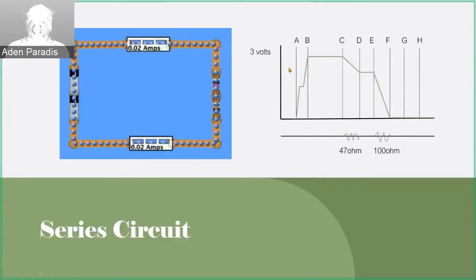So here we have a series circuit with two batteries, 1.5 volts each, so it adds up to 3 volts. We have two resistors as well, and this is my graph on the right. As a charge flows through the batteries, we get the EMF to go up to 3 volts, and then it goes through the first resistor, which has a resistance of 47 ohms, and then goes to the second resistor, which has a resistance of 100 ohms, and ultimately goes back to 0 because we know that once you get back to the batteries, the change in the voltage is 0. And that can be represented in the graph here.